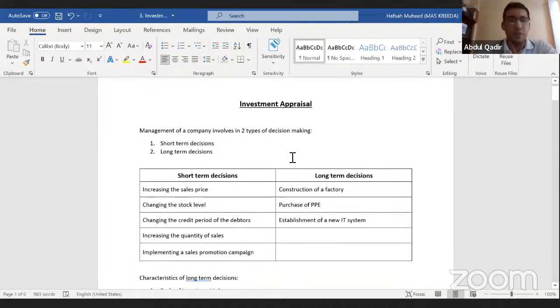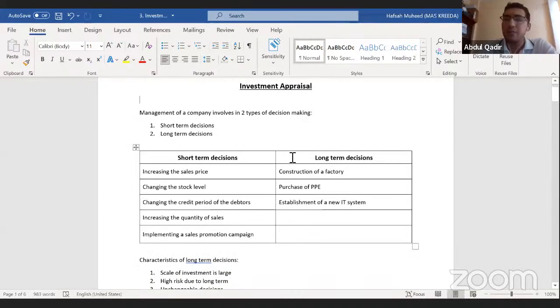To start off, every company makes certain decisions, and some of these decisions can be long-term and short-term decisions. When it comes to investment appraisal, we mainly focus on long-term decision making. I've given some examples of the different types of short-term and long-term decisions a company makes. In the short term, maybe the company wants to increase prices of goods, increase their stocks or inventory levels, or reduce the credit period they give to their debtors, to their customers.